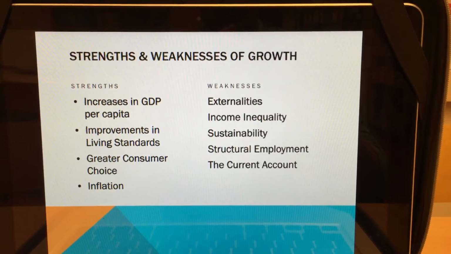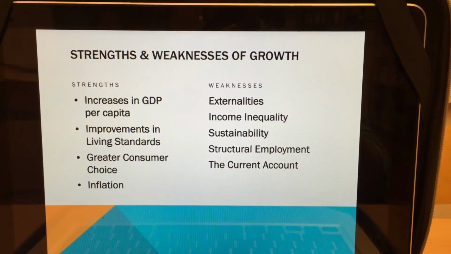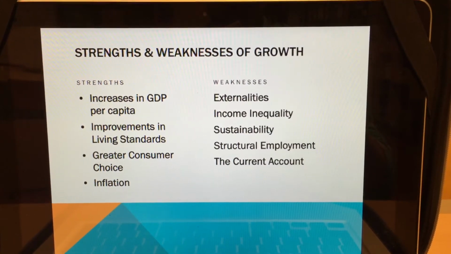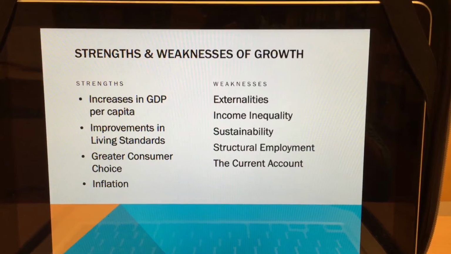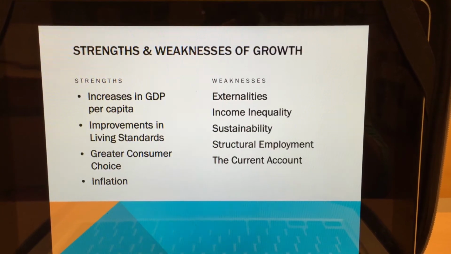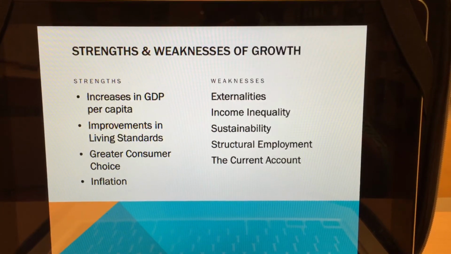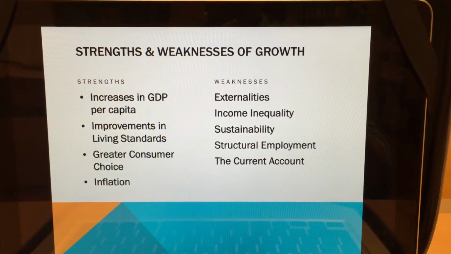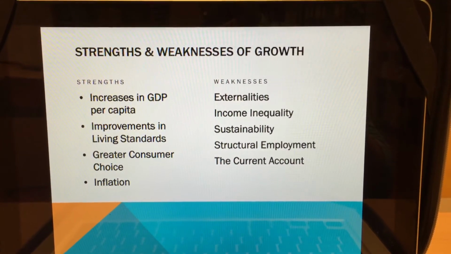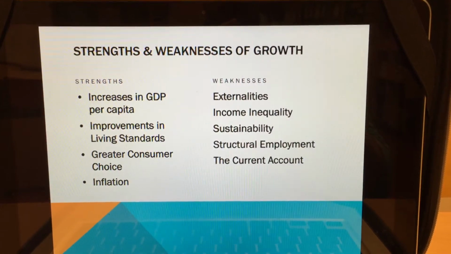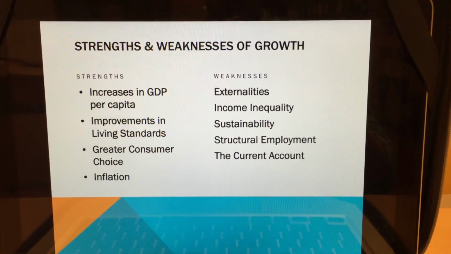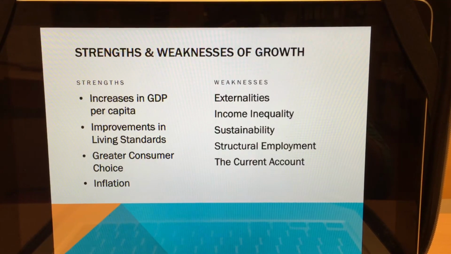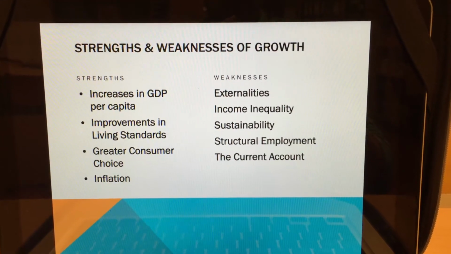Money is flowing out to purchase imports, whereas it is more desirable to have money flowing in, a net inflow of money from the sale of exports. We would like to have more export sales than expenditure on imports, but as countries grow, they generally tend to spend more on imports, which can be bad.